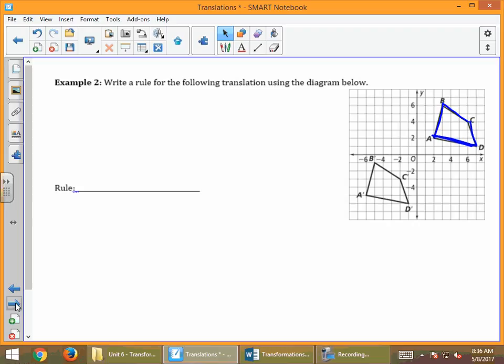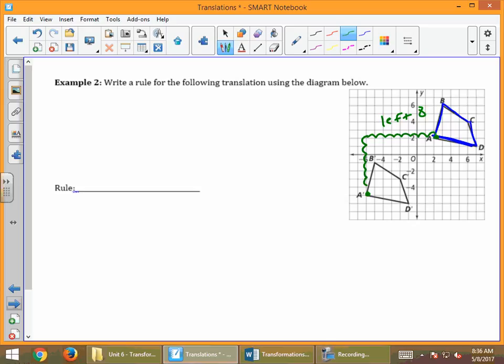And we know it's a translation, so we're just sliding over and down. Okay? So all you have to do is just pick one of these endpoints. I'm going to pick A, and see how far left and down I have to go to match up with the other A. So when we count, we go 1, 2, 3, 4, 5, 6, 7, 8. So we went left 8, and then we went 1, 2, 3, 4, 5, 6, 7. We went down 7. That's where we went.